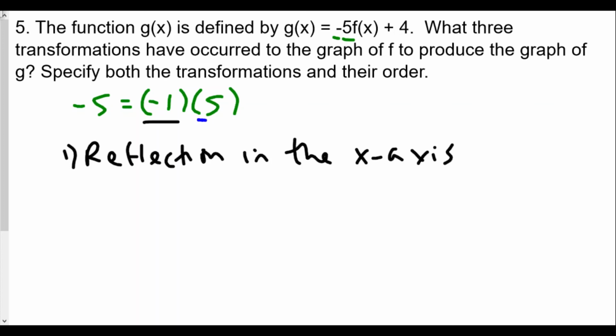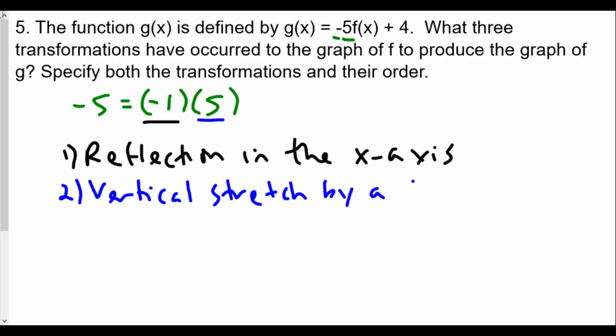Then we have the 5 here. And so here, this is a vertical stretch, because multiplying here is a vertical stretch, and the value multiplying the function is greater than 1. Vertical stretch by a factor of 5.